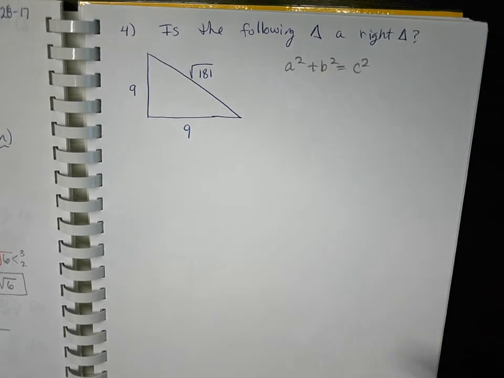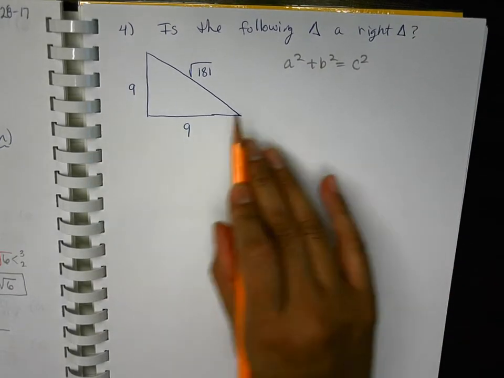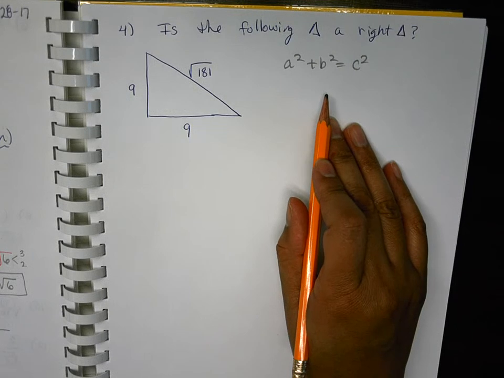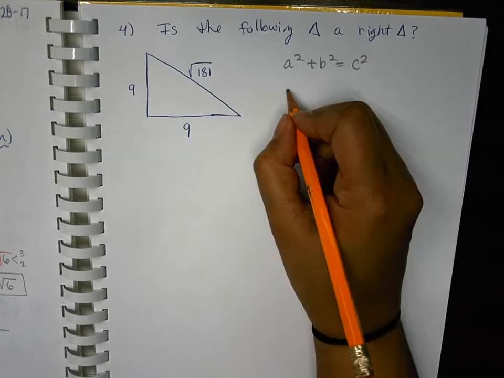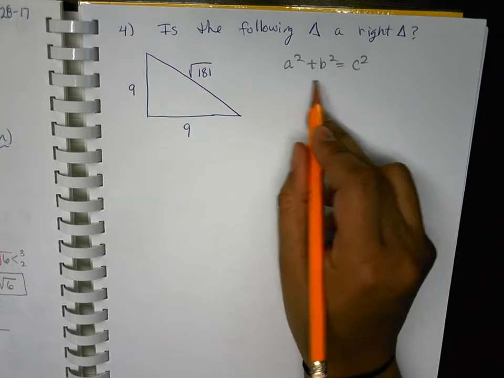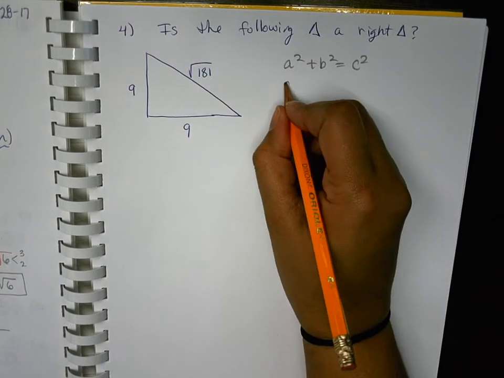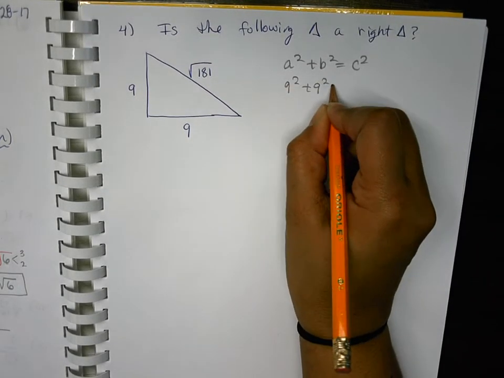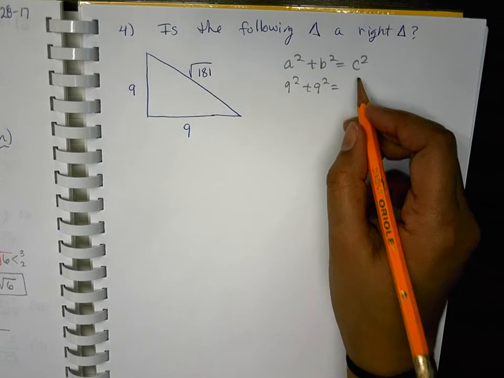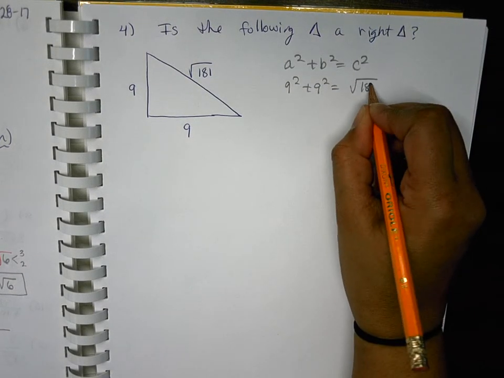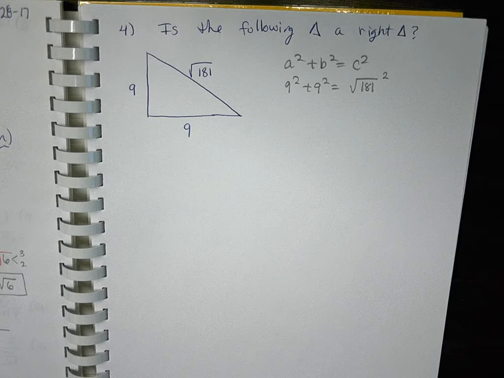So what can I do here to see if this is a right triangle? Plug it in. And if it does work, is it a right triangle? Yes. If it doesn't work, is it a right triangle? No. So let's try. She said plug in. What do I plug in for A and B? 9 squared plus 9 squared equals, what is C? Square root of 181, and then I square it. What's 9 squared?